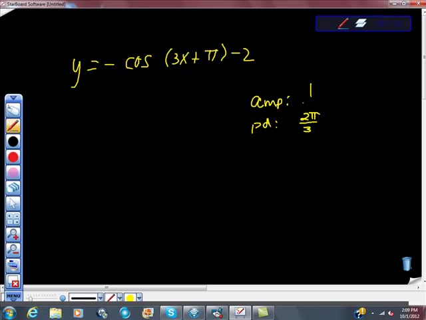Period. It had to be 2 pi thirds, right? Because period we know is 2 pi over the absolute value of omega. And omega is right here. It's 3, isn't it? We good? Allie, all good?